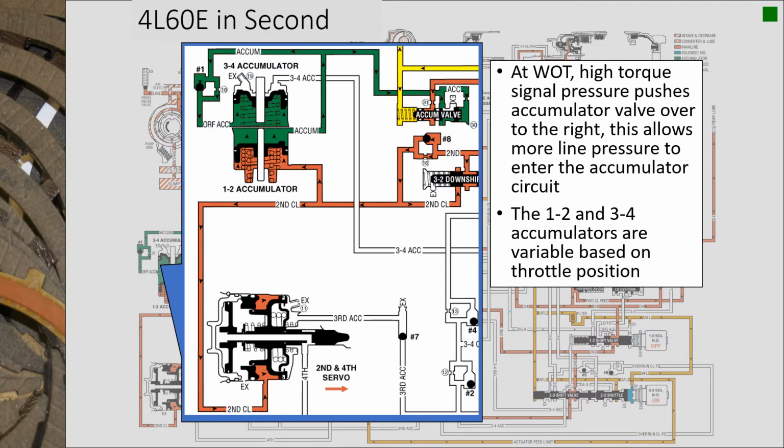Just another example here, at wide open throttle, high torque signal pressure, which should be about 115 psi, will add with the spring and force this valve over to the right as far as it can, and this allows a lot of line pressure to enter the accumulator circuit. Once enough enters in that it can overcome that 115 psi and that spring, it'll move the valve back over to the left and cut off its supply. So as I change my torque signal, I actually change the amount of pressure in my accumulator circuits.